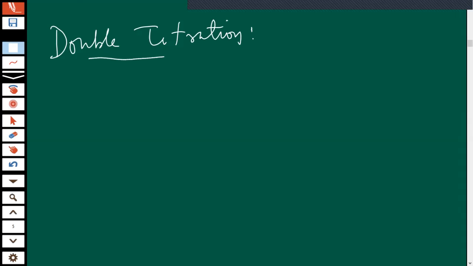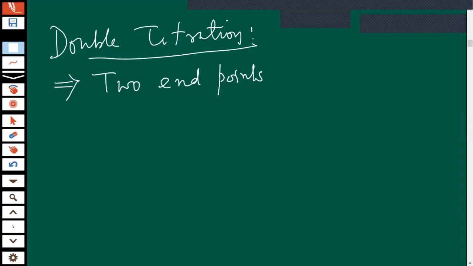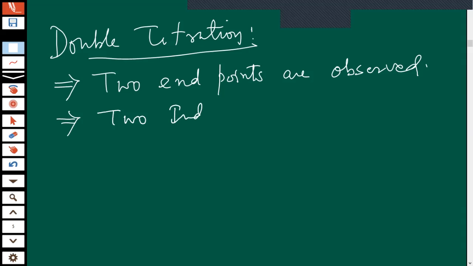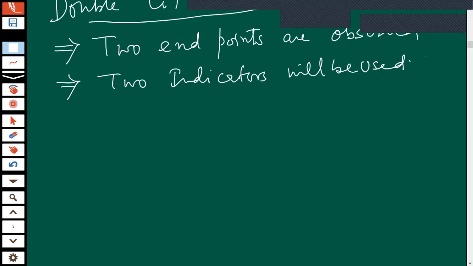Double titration. In double titration, how many endpoints are generated? 2 endpoints. 2 endpoints are observed. How many indicators will you use? 2 indicators will be used. Okay?